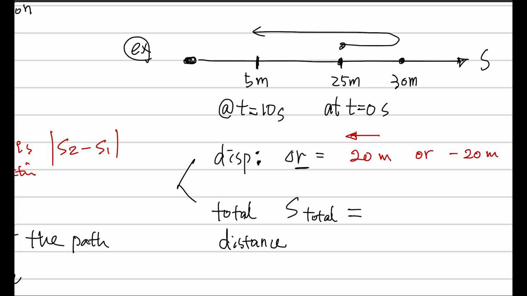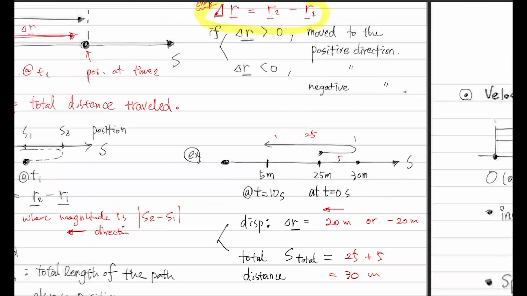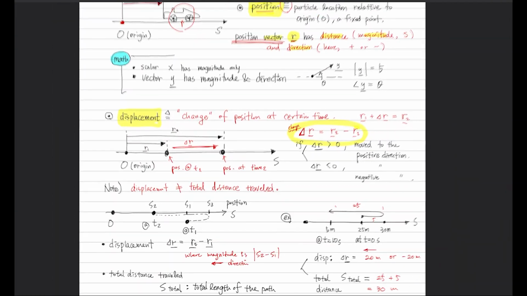30? 25? I think it's 30, right? So you got 5 here, and from here to there is 25, right? So it's 25 plus 5, so it's 30 meter, okay? Very simple concept here, right? Total distance traveled is not always the same as the displacement, okay? Any questions up to this point?